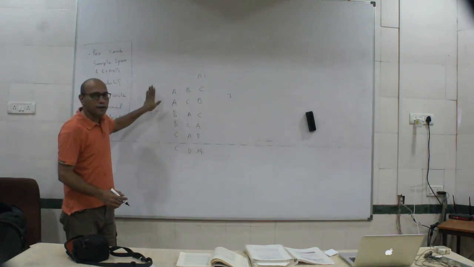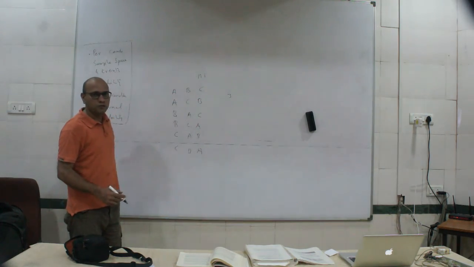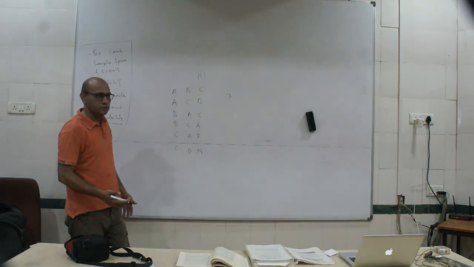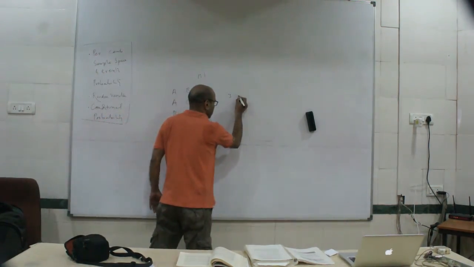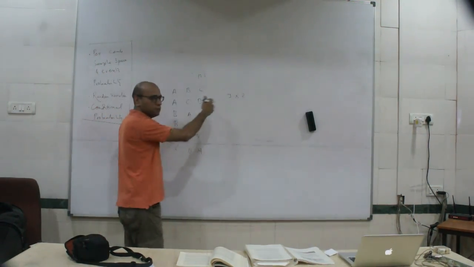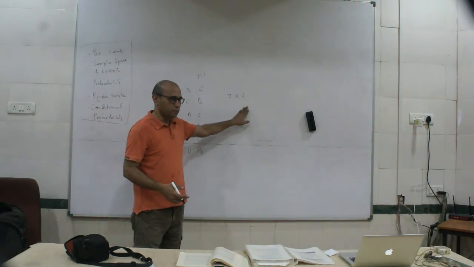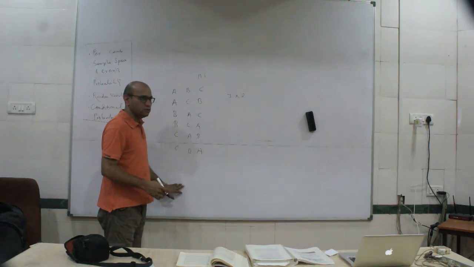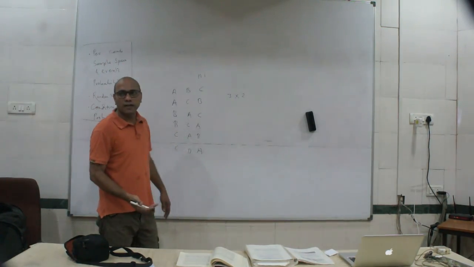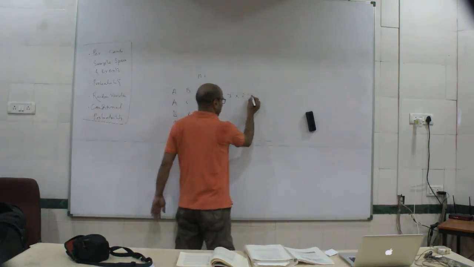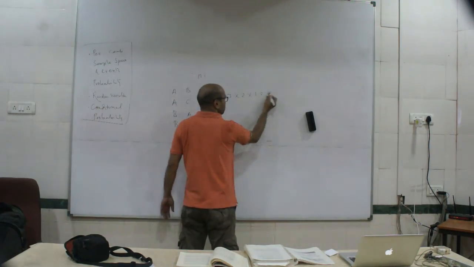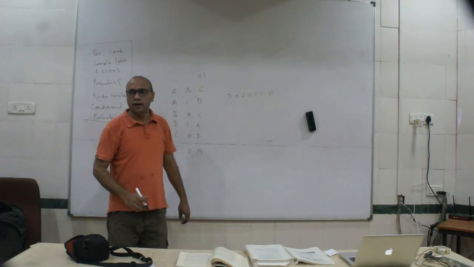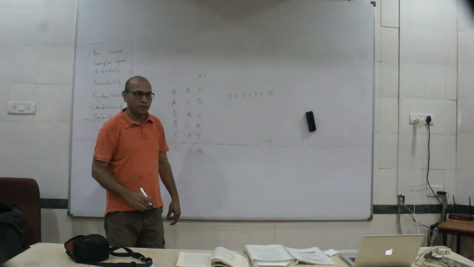Now if I keep A or B or C at the first position, how many options then do I have at the second position? 2, right? I'm using the simple principle of counting, multiplying it by 2, right? Once I keep one of the 2 options at the second position, how many options are left at the last position? 1. So this is 3 into 2 into 1, 6. So I have a total of 6 possible orders of this, right?